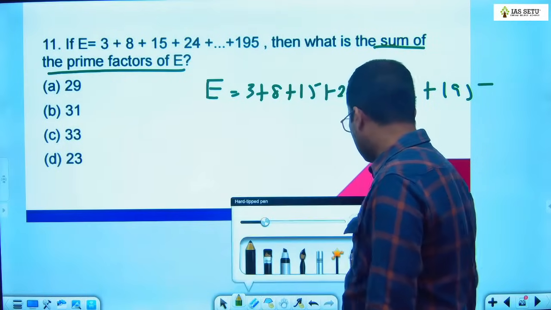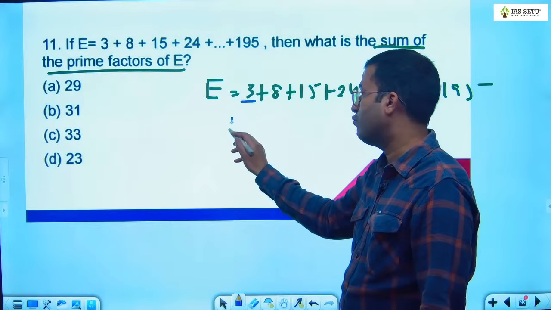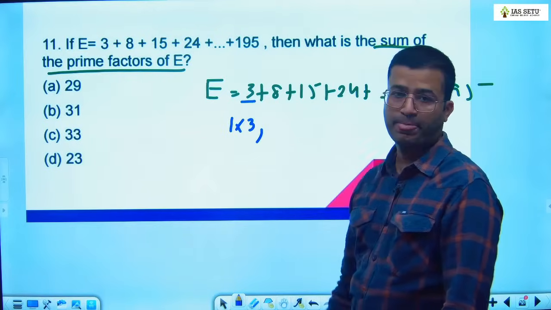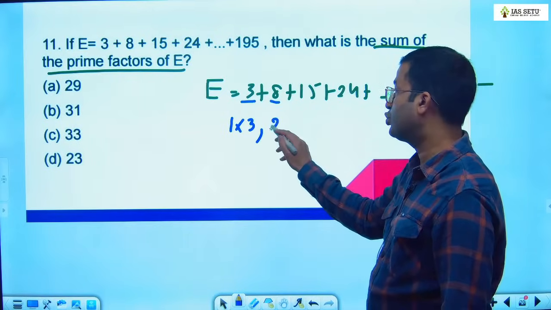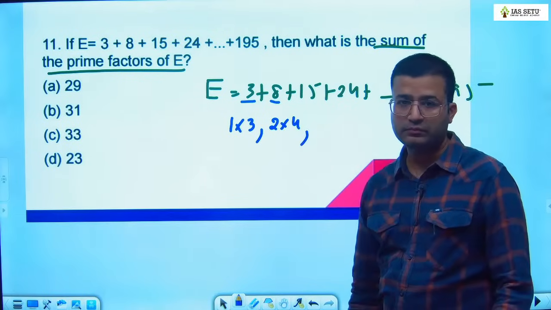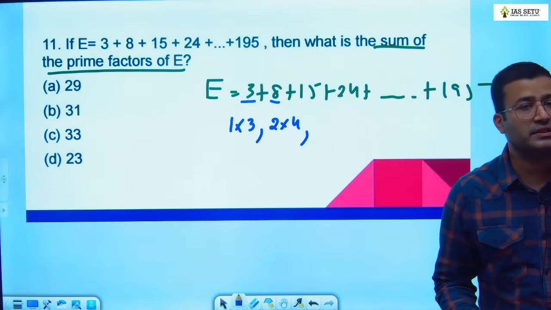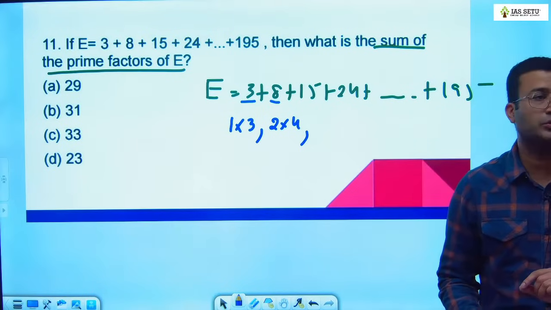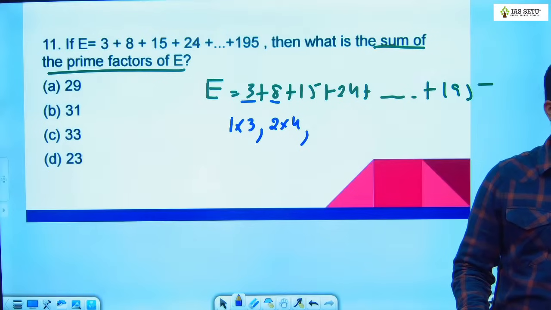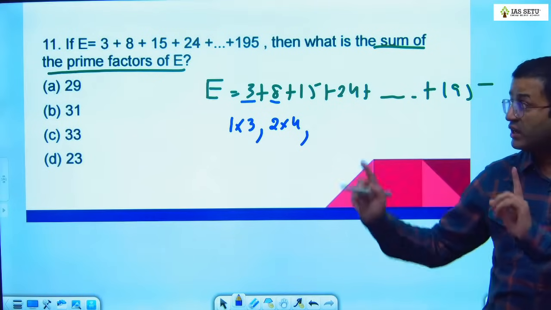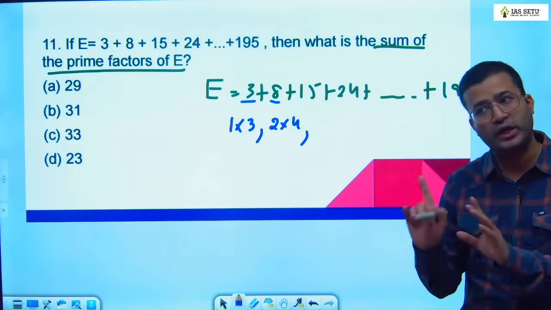Now here I tell you what is this series. 1 into 3. This is 2 into 4. Okay. Since this is a CAT previous year question, might be exactly same question. मैं कह रहा हूं अगर ये exactly same question आया तो attempt करना है.